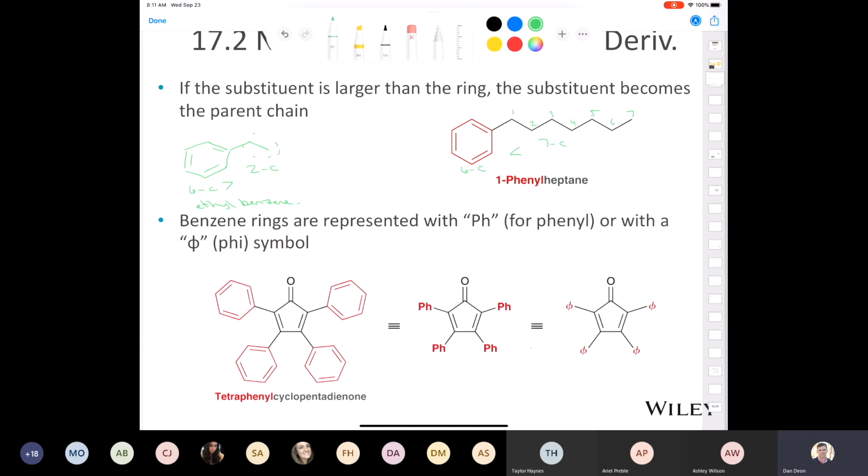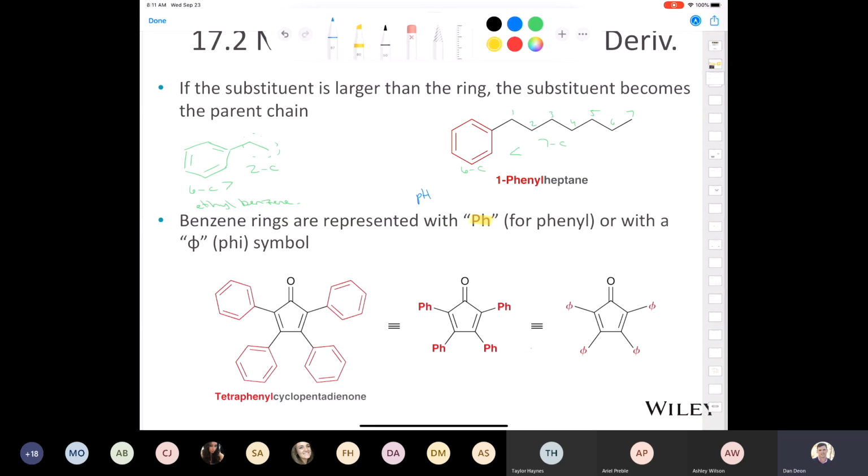Benzene rings are represented with Ph, not to be confused with pH, that we use to measure puissance d'hydrogène, for the power of hydrogen. That's something completely different. Anyhow, so we use Ph to represent phenyl rings.